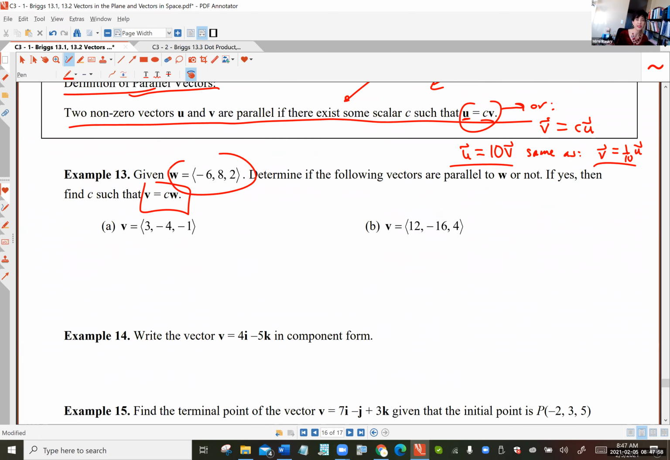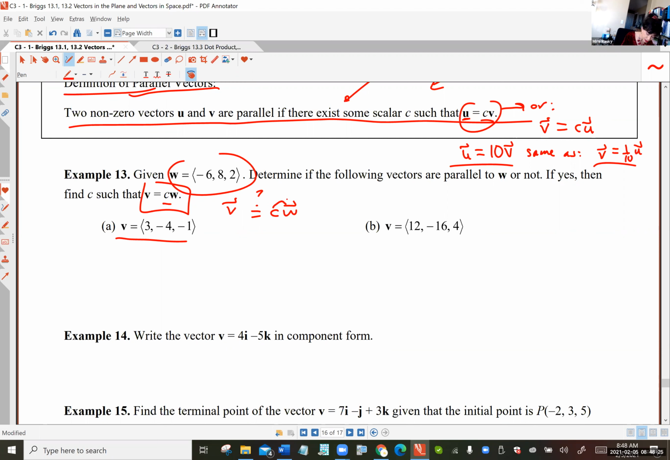Okay, so what am I saying? Here's a vector W is given. Determine if these vectors are parallel to W or not. So this vector V, is it parallel to W? And if yes, give the C in such a way that V is equal to that scalar C times the W. So this is how I do it, people. I'm asking, is V equal to CW, where C is some scalar?